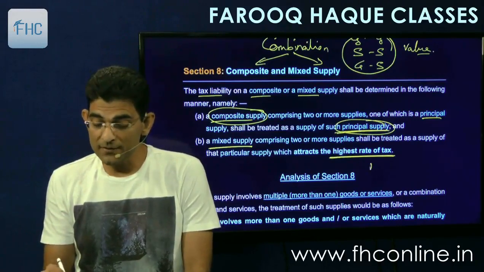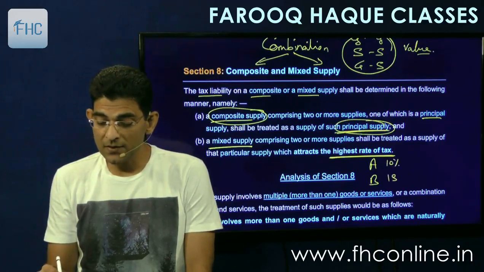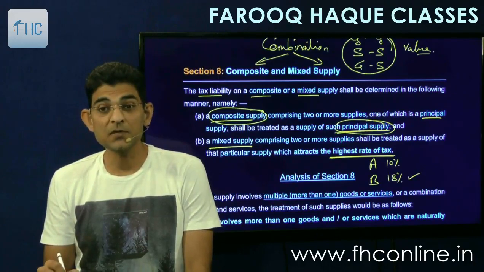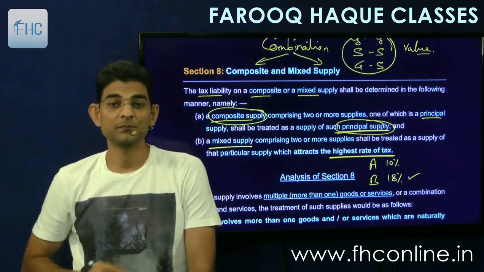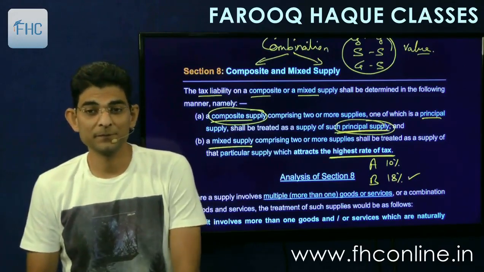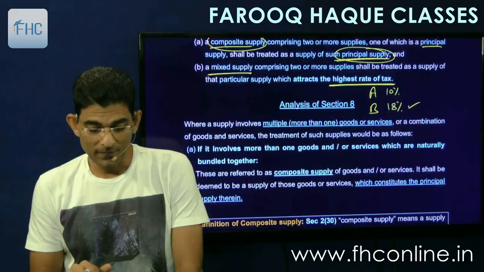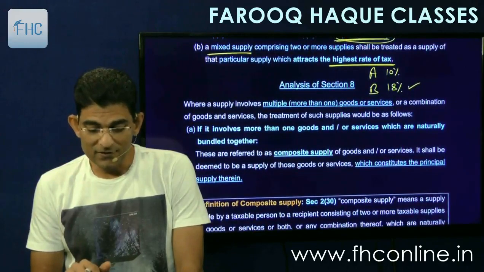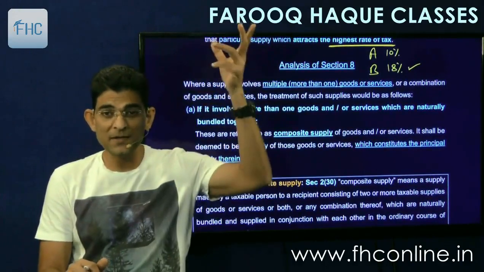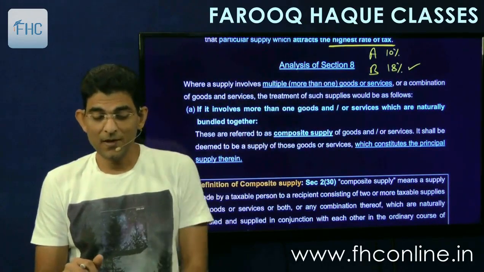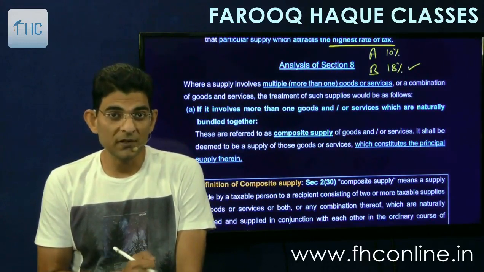Which attracts the highest rate of tax. Meaning if two things are combined, A and B, and A is chargeable at 10% and B is chargeable at 18%, then we'll charge 18% on the full combined value of both of them together, right? Now let us see the analysis and the definitions, and then I'll tell you why this section is made like this. What is the purpose behind making this highest rate? How you could have avoided tax by doing some adjustments, and how the law stops you from doing that.